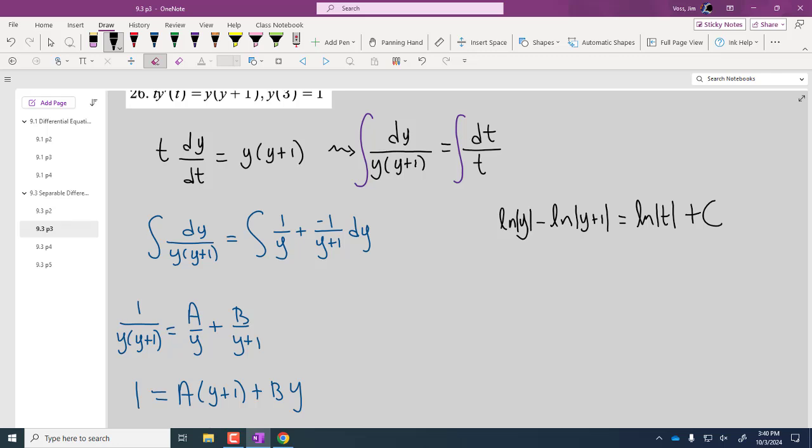Now we want to isolate the y if we can. So the first thing we would do is use log properties on the left to make this look like that.